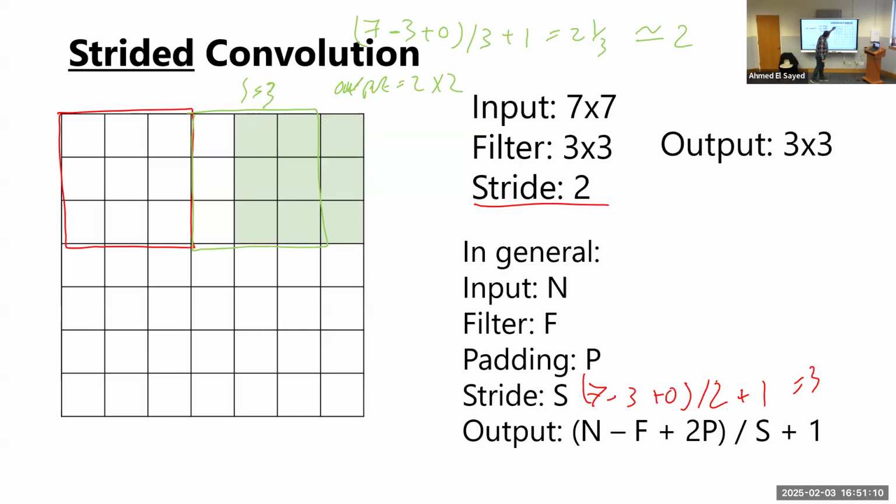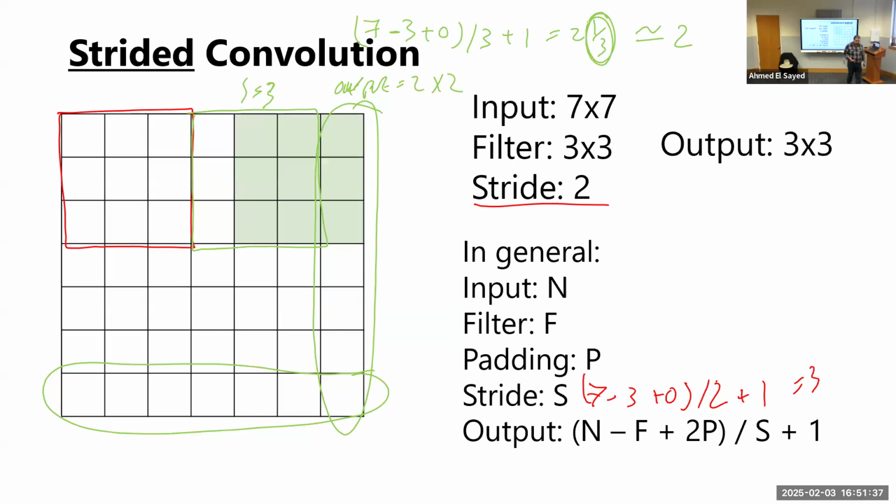Why? Because we ignored one column and one row. If you keep doing this over the rows as well, you will find that you will ignore that and will ignore that. And this ignorance will bring this. That's why we have to cancel this, and it will be 2 by 2.